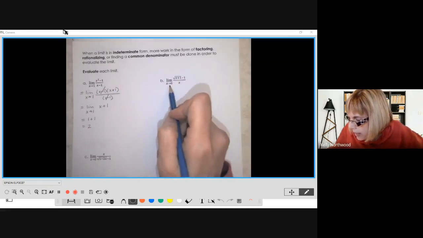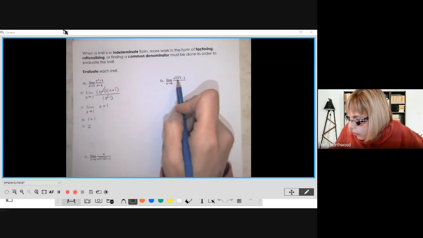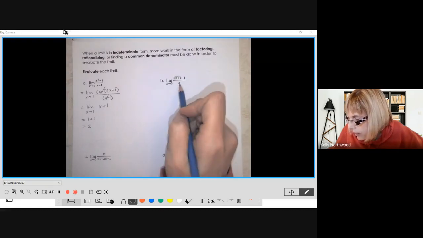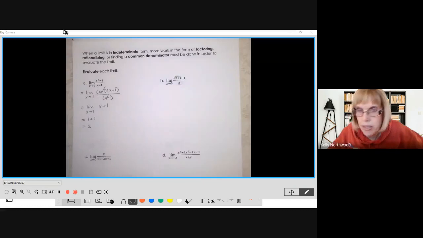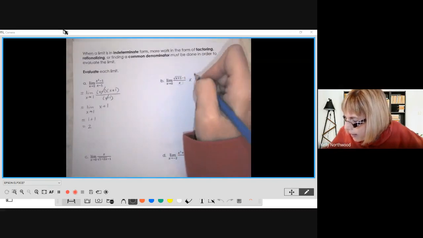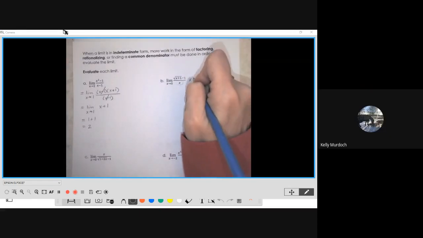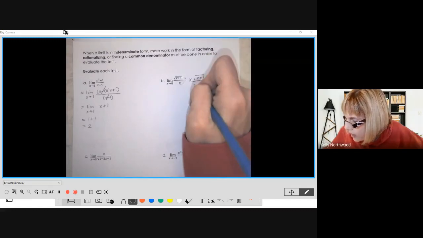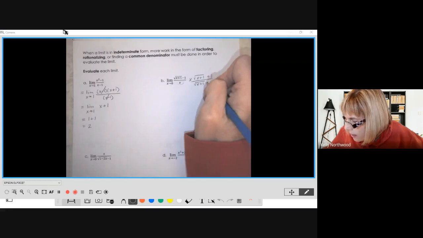For B, it's the limit as x approaches 0 of the root of x plus 1, minus 1, over x. So if I let x approach 0, it's really obvious the denominator is going to approach 0. Factoring is probably not a thing here. Anyone think of what I could do instead? Multiplying by? The conjugate? Perfect. And the conjugate is going to be that.